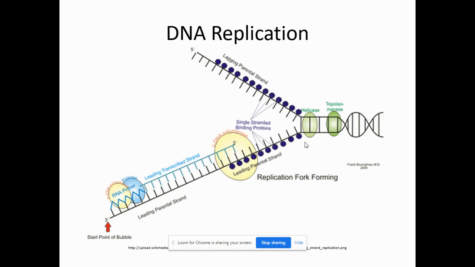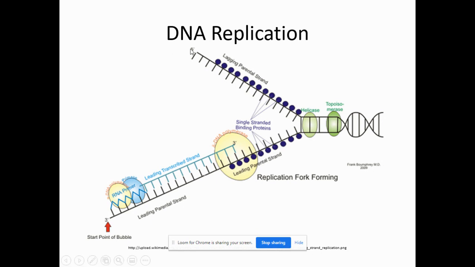All right, so now let's talk about DNA replication, okay? Because DNA replication looks different depending on what template strand you're looking at. One template strand is called the leading strand, and the other DNA strand is called the lagging strand. So in this figure, you have the leading strand, and it runs 3' to 5'. The orientation of the leading parental strand runs 3' to 5'.